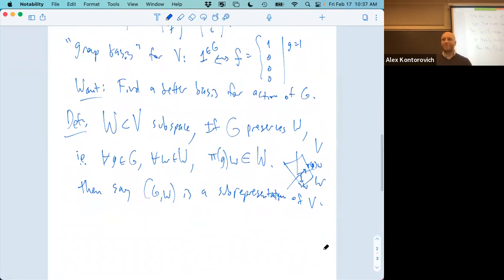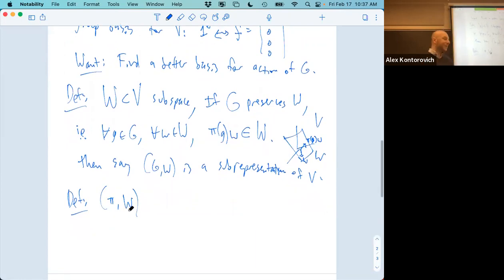Right? Makes sense. And what does it mean to be irreducible? If you don't have any proper sub-representations. So pi, I guess I'll try to say W. I'll try to stick to W for subspaces that might have interesting properties, and V for the big L2 space, the big regular representation.